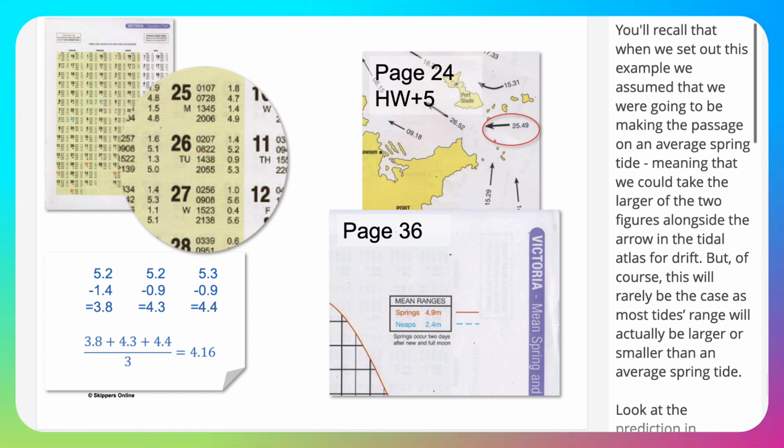Then again between 0822 and 1438, 4.3 meters, and between 1438 and 2055, 4.4 meters. Now we average the three ranges, so 3.8 plus 4.3 plus 4.4 equals 12.5, which, divided by 3, gives an average range of 4.16 meters. Let's call it 4.2.